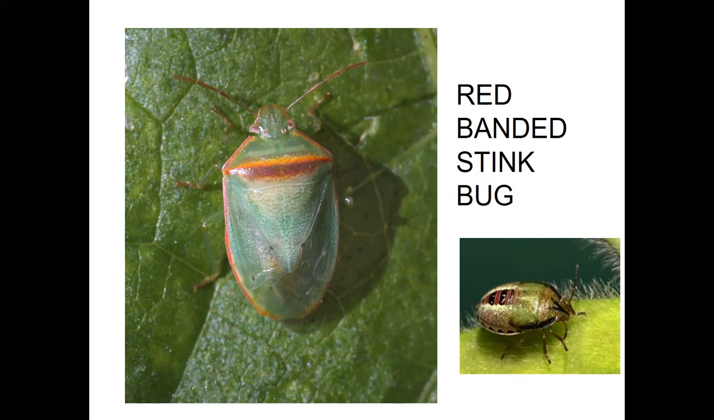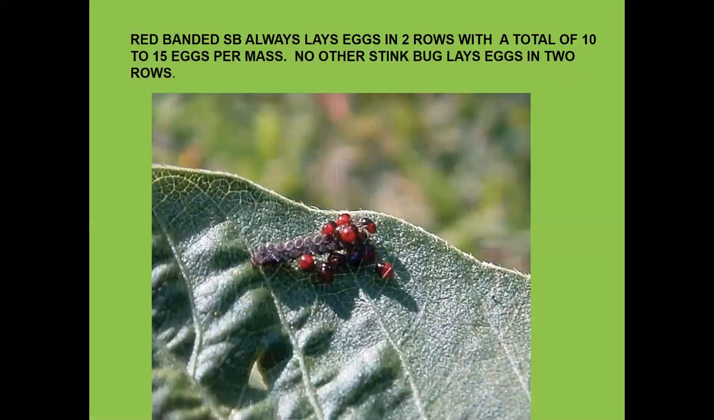It has a relatively large proboscis, and it can feed on larger soybeans. It's harder to kill, but also because it moves lower down on the plant than some other stink bugs do. Red banded stink bug lays its eggs in 2 rows. We see those here. Immature stage, as it hatches, it's a pretty red color.